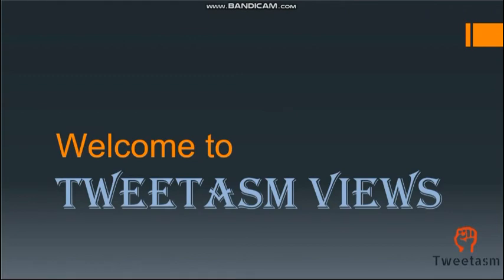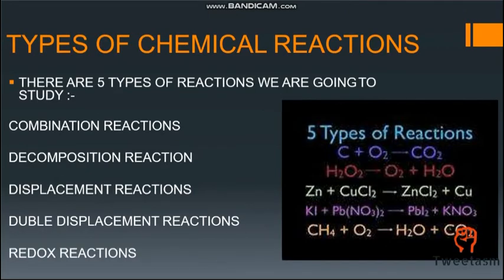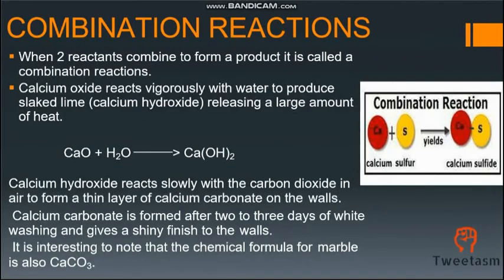Today we will be talking about types of chemical reaction. There are 5 types of reactions we are going to study. Number one is combination reaction, second is decomposition reaction, third is displacement reaction, fourth is double displacement reaction, and number 5 is redox reaction. A combination reaction is when two reactants combine to form a product. It is called a combination reaction.